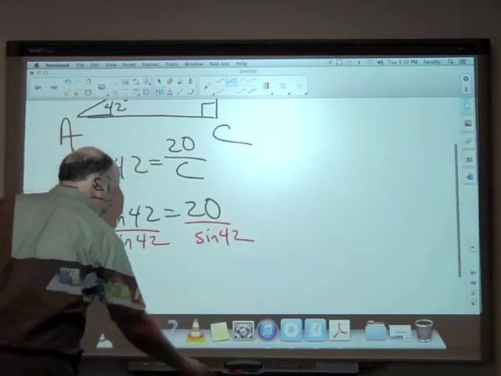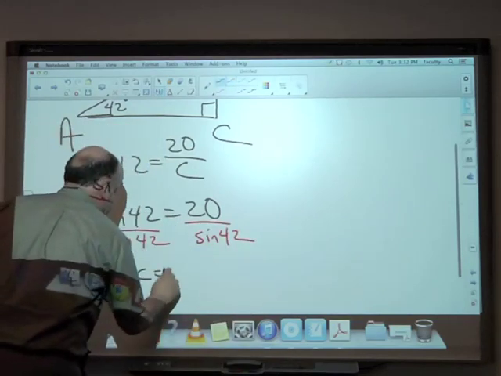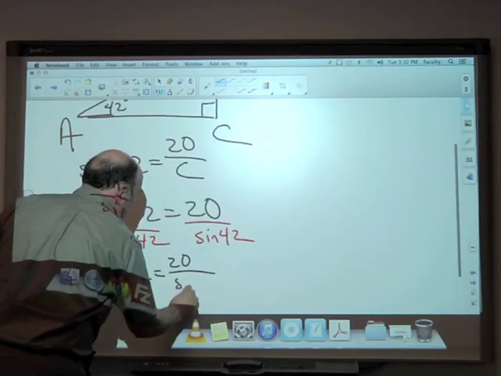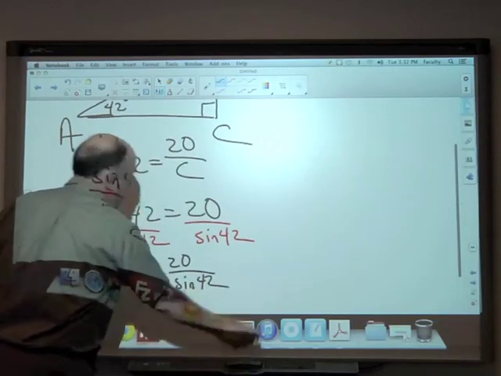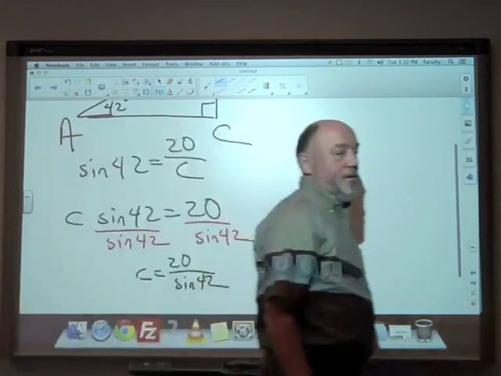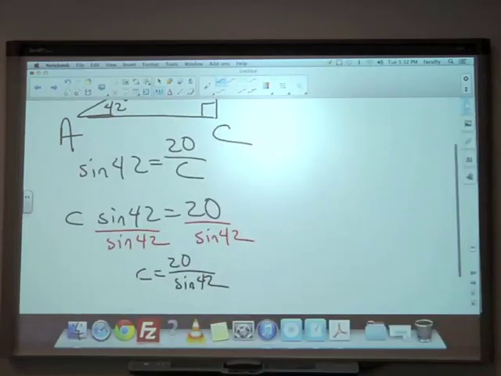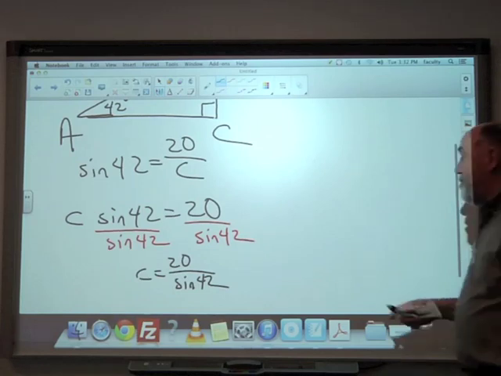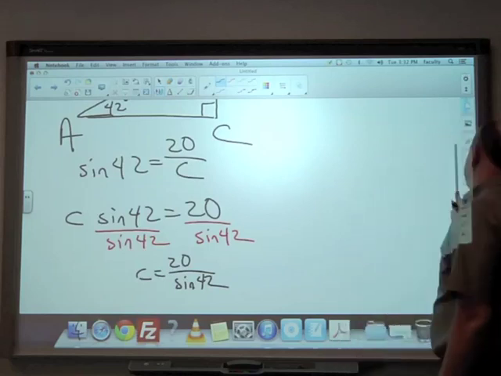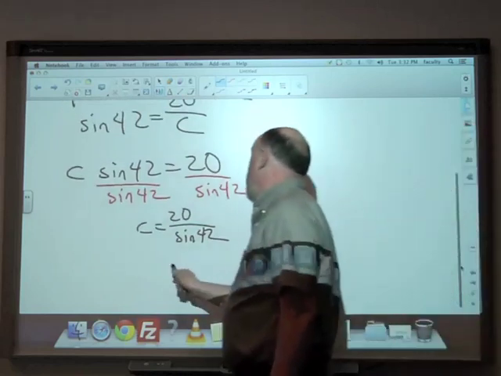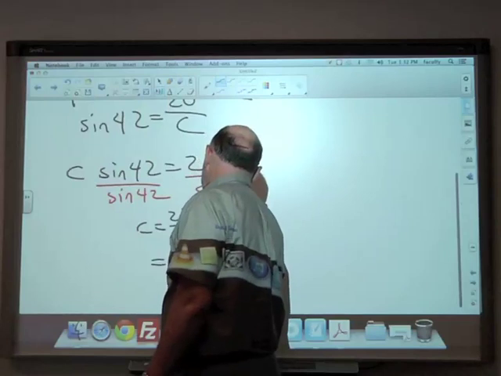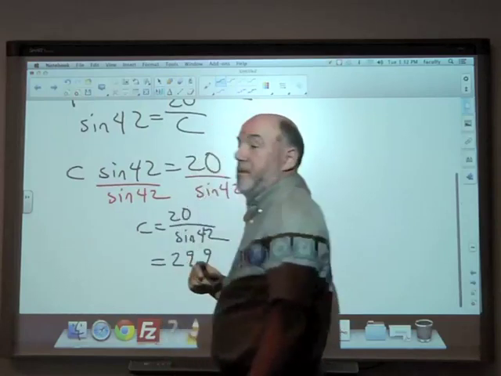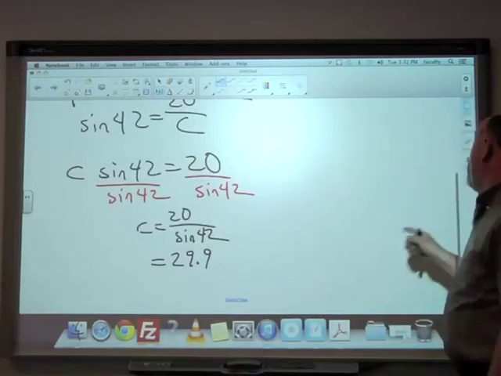So C is going to be 20 divided by the sine of 42. So you plug that into the calculator. $29.88. So let's go with 29.9. So that's side C.